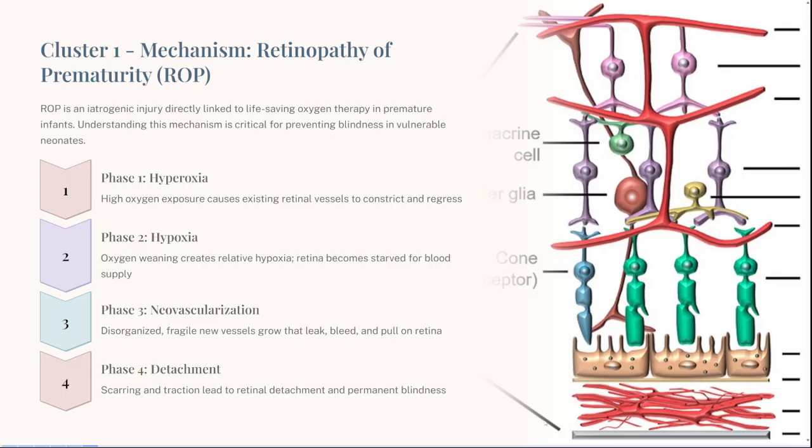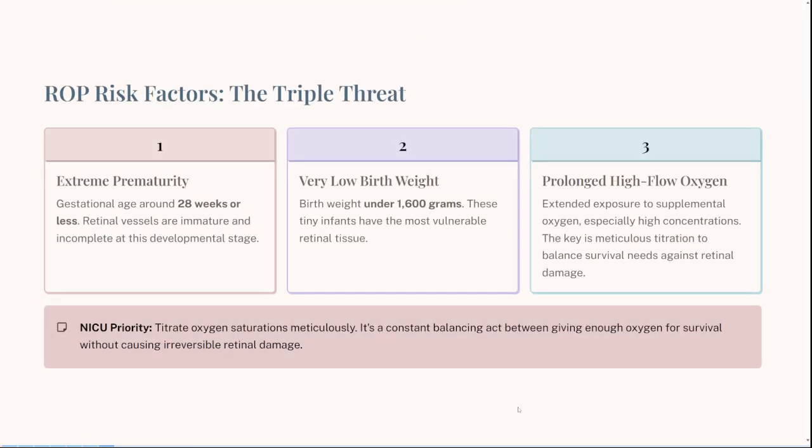So the risk factors then. It's a specific recipe for disaster we need to know. It's a triple threat. You've got very low gestational age, we're talking around 28 weeks or less, combined with a low birth weight, usually under 1,600 grams, and then you add prolonged high-flow oxygen therapy. So the takeaway for any NICU nurse is just be careful with the O2. Be incredibly careful. You have to titrate those oxygen sats meticulously. It's this constant balancing act between giving enough oxygen for them to survive without giving so much that you damage their retinas for life.